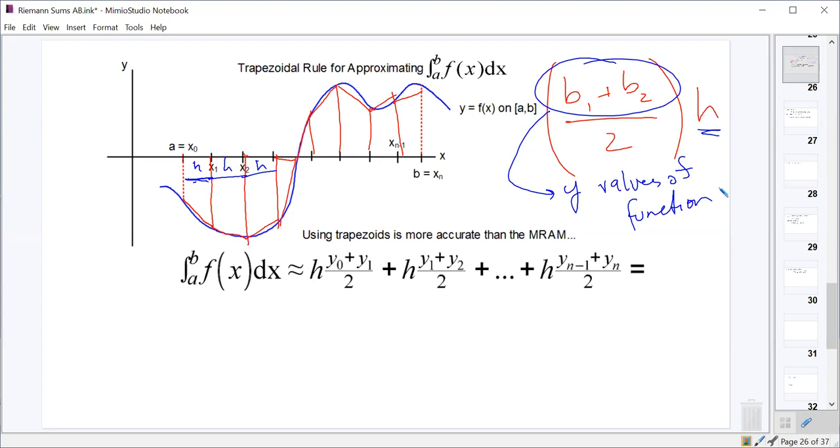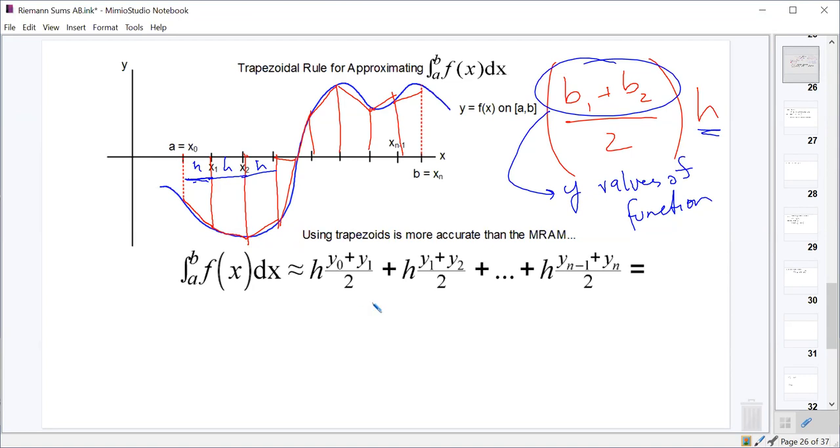Okay, cool. So the formula to find this area approximation would then just be the first value at y plus the second value at y, those are your two bases, divided by 2 times the height. And then the next one would be y1 and y2 divided by 2 times the height. And the next one would be y2 and y3 divided by 2 times the height, and so on all the way till the last trapezoid.